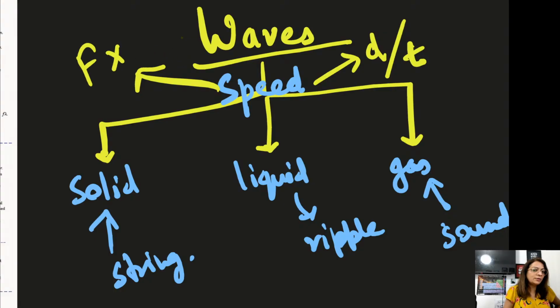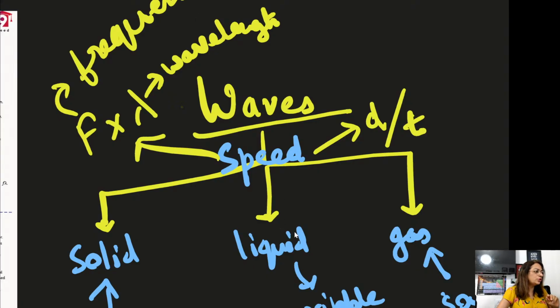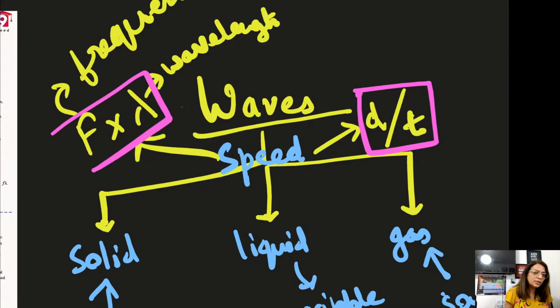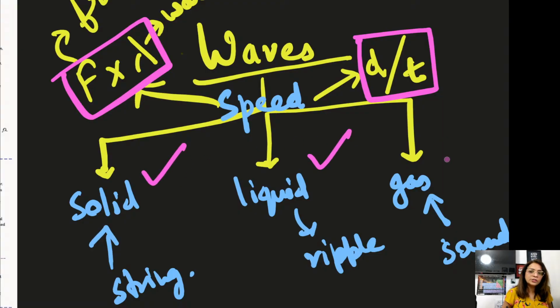Frequency times lambda. Lambda is the wavelength, and f is the frequency. There are only 2 formulas you need to know, guys. One, I'm going to highlight with a different color pen: distance over time. The other is frequency times wavelength. And this practical could be for solid, liquid, or gas.